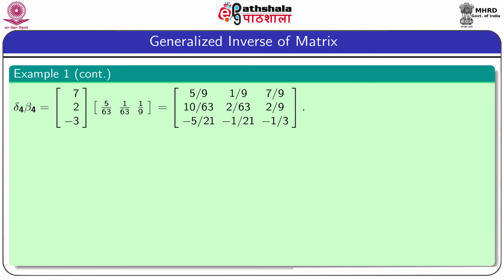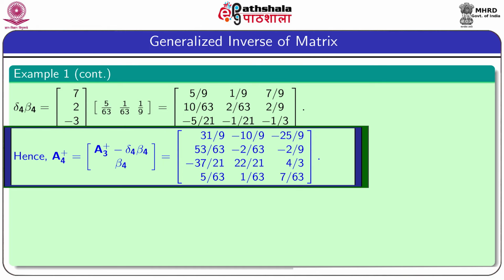Then delta 4 beta 4 is equal to the product of the column vector 7, 2, minus 3 and the row vector 5 by 63, 1 by 63, 1 by 9. After simplification, it becomes a matrix of order 3 by 3 whose first row is 5 by 9, 1 by 9, 7 by 9. The second row is 10 by 63, 2 by 63, 2 by 9, and the third row is minus 5 by 21, minus 1 by 21, minus 1 by 3.